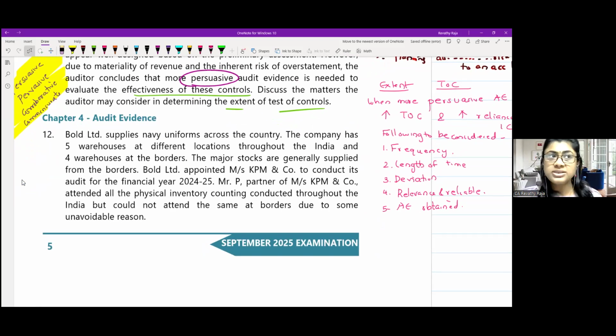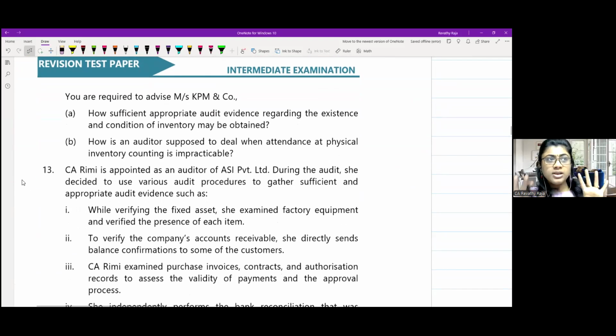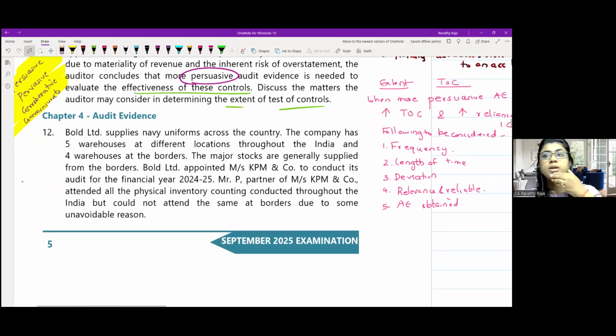Bold Limited supplies Navy uniform across the country. We said now we will read the last part first. Sufficient and appropriate audit evidence regarding the existence and condition of inventory. How is the auditor supposed to deal when attendance at physical inventory counting is impracticable? Now read. Bold Limited supplies Navy uniform across the country. The company has five warehouses at different locations throughout India and four warehouses are at the borders. The major stocks are generally supplied from the borders. Bold Limited appointed the auditors to conduct the audit. Physical counting was conducted throughout but could not be conducted at the borders. Can you reply which standard?